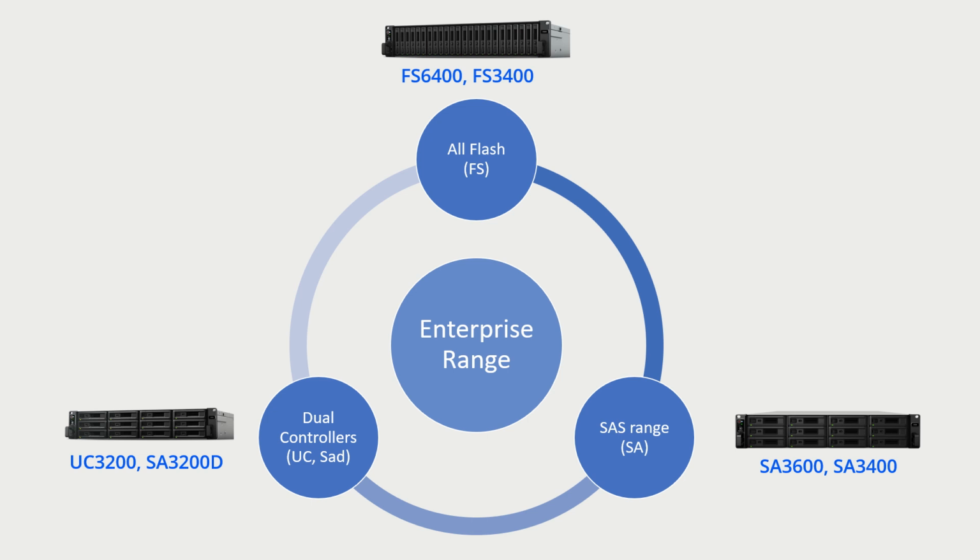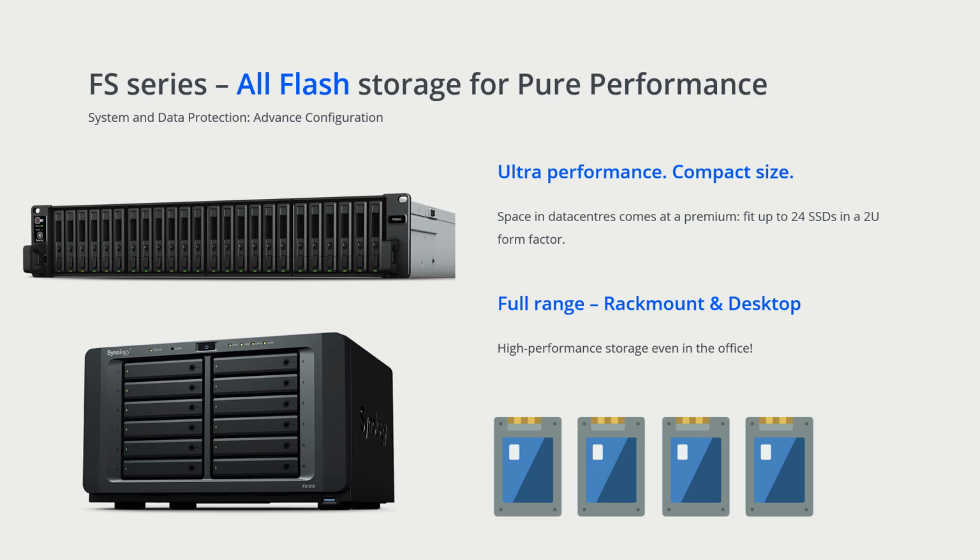There are the all-flash arrays, and there are the dual controllers, so the UC3200 and also the SA3200D, which is technically within the SAS range. SAS being designed for more scalability, but the SA3200D is a bit of a hybrid model that sits on both the dual controller and the SAS range. So what are the highlights of the all-flash series?